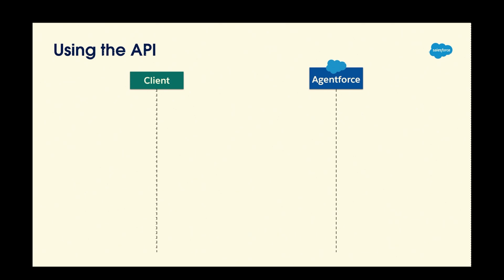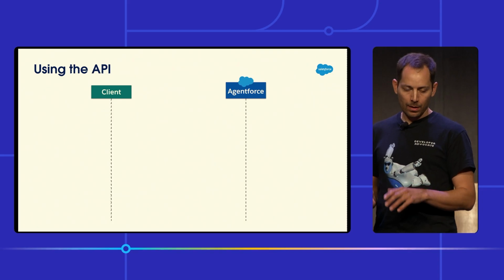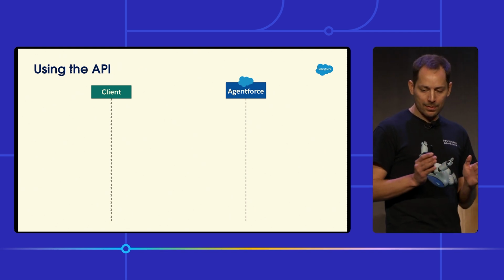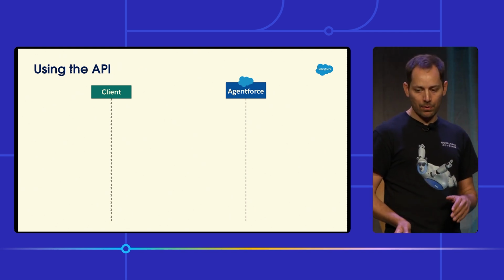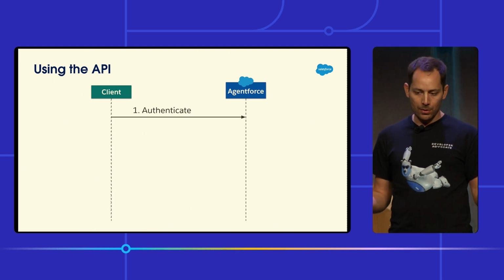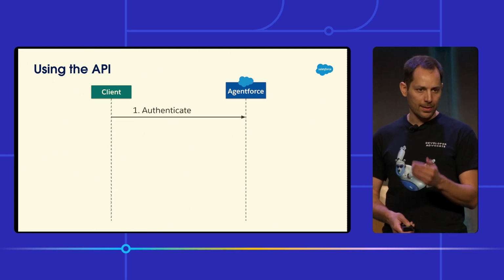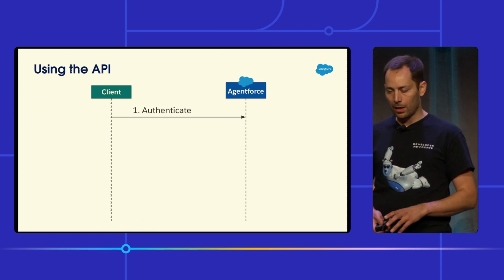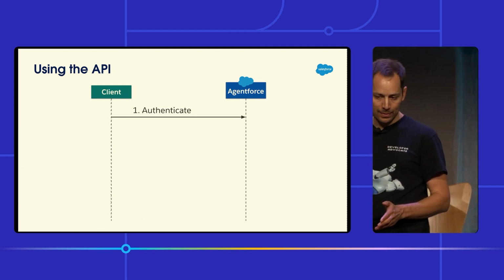Now, how do you really work with the API now that you have set it up? It's going to be very simple. I mentioned it's a simple API to use. There are not a lot of requests. You have on one side your client, and on the other side the Agentforce backend. The first thing you need to do, like with any other API, is authenticate, and you'll be using the credentials from your connected app to do this.